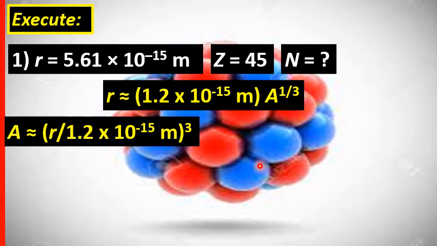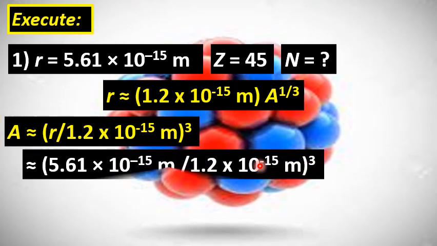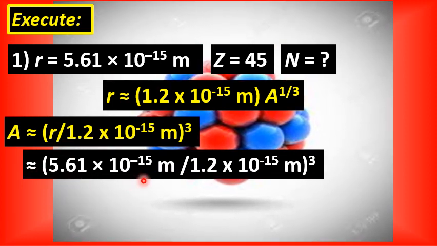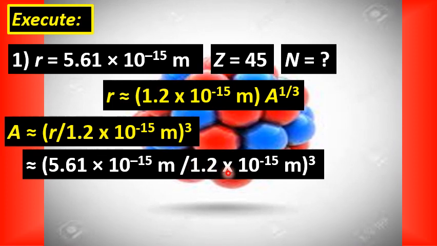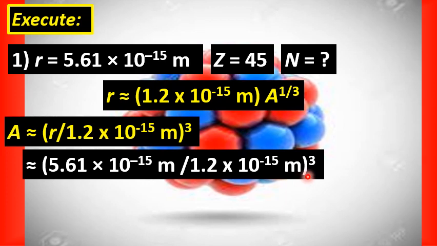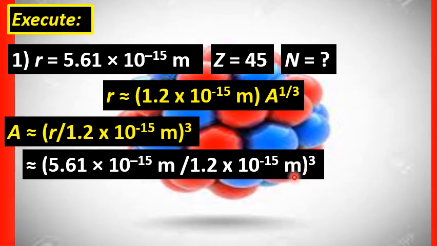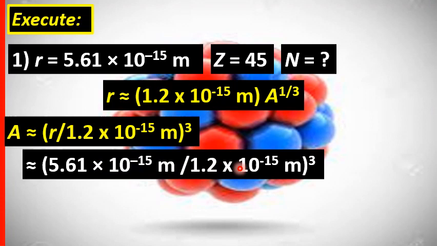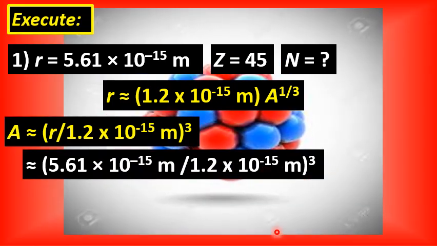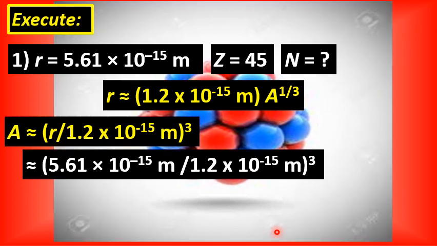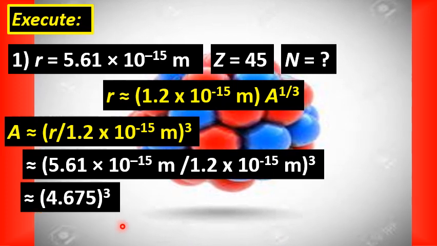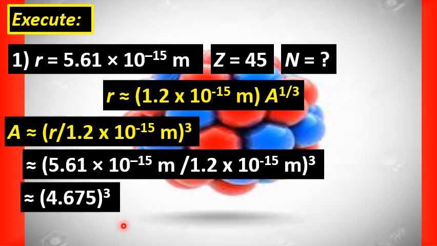So, substituting the value of r, we get 5.61 times 10 to the negative 15 meter, divided by 1.2 times 10 to the negative 15 meter, and then get the cube of the quantity in the parentheses. Doing your math, we will be able to get the quotient, which is 4.675. But that still has to be cubed.